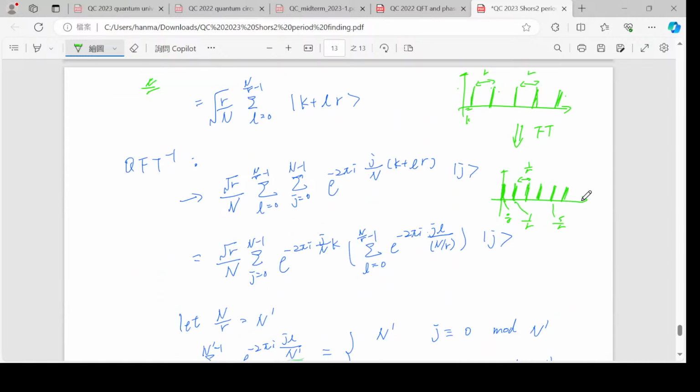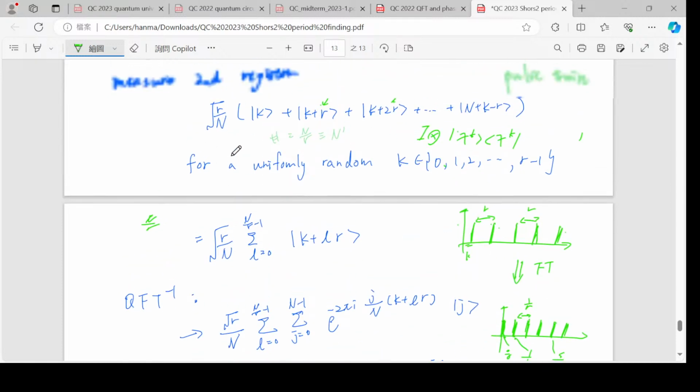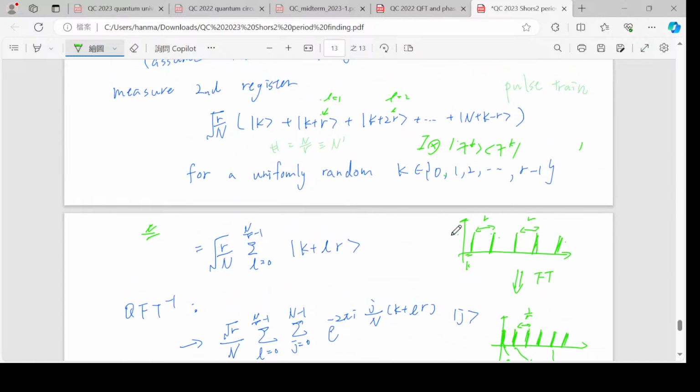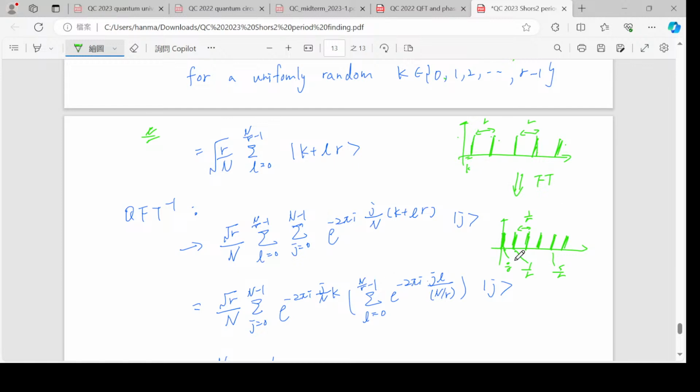So that's the classical Fourier transform intuition for why we want the Fourier transform to solve this. The intuition is that you get a spectrum, an impulse train, and if you take the Fourier transform, you get an impulse train with spacing 1 over R. If you learn 1 over R, then you basically learn R.